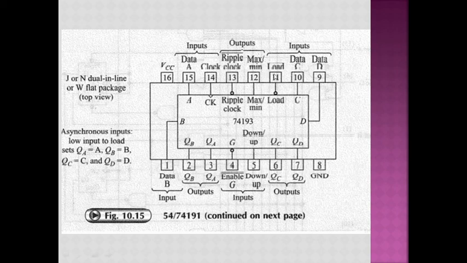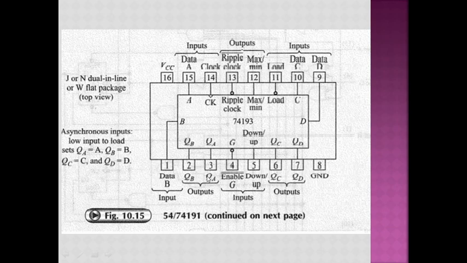How are you going to load this data? The load input is supposed to be activated. It shows a bubble, which means it is negative edge activated, or active low. That means the load input is activated when it goes low, and this data will be transferred to the output. What is the output? You can see pin numbers 2 and 3.